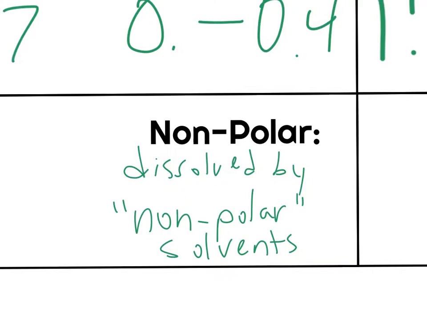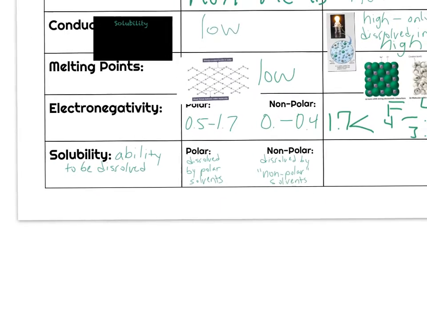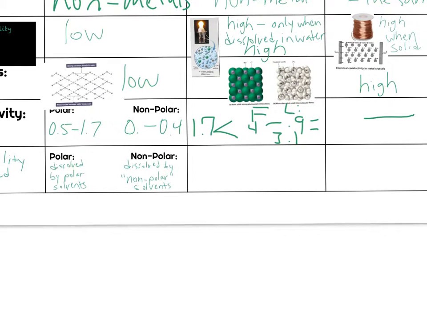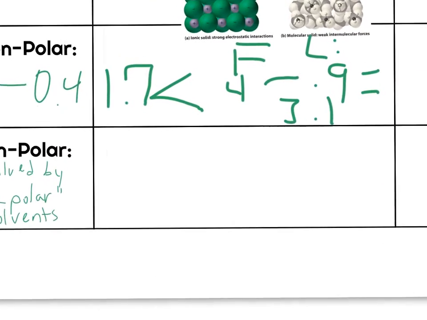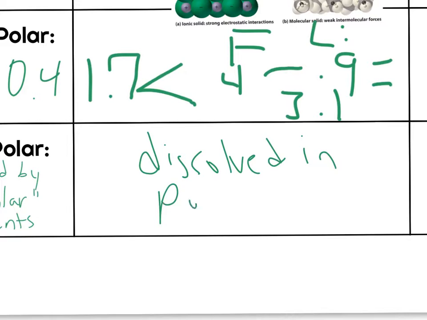And like I said, if this doesn't make as much sense right now, we're going to go over this again on Monday. Okay. For ionic compounds, you're going to write dissolved in polar solvents again.